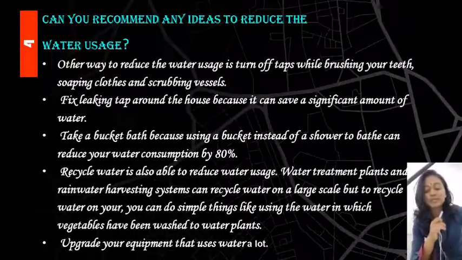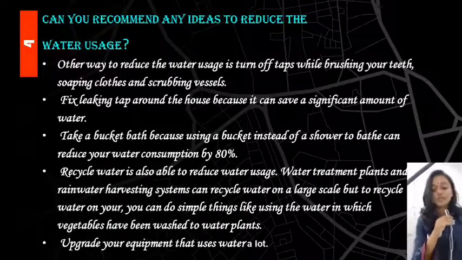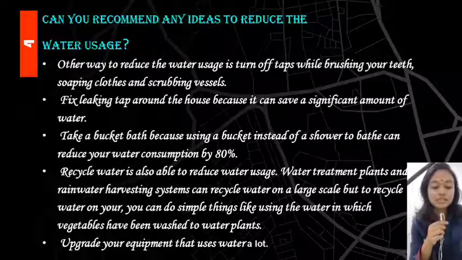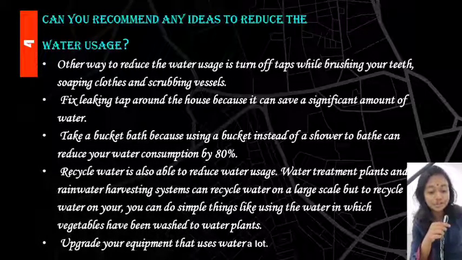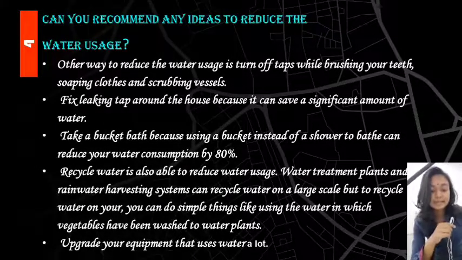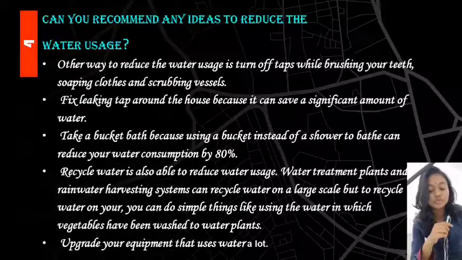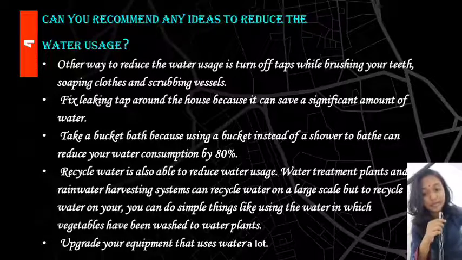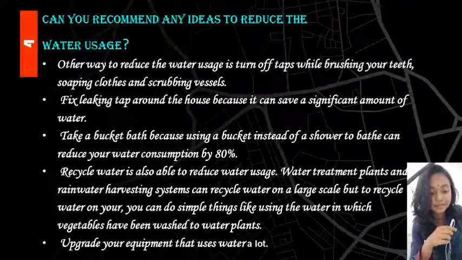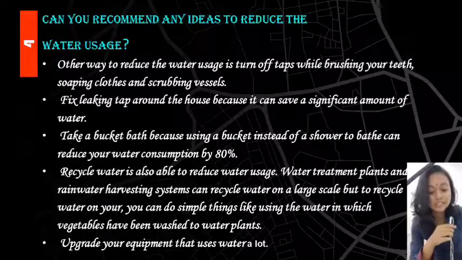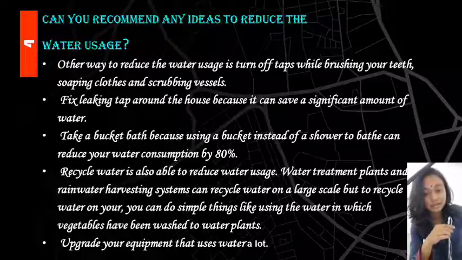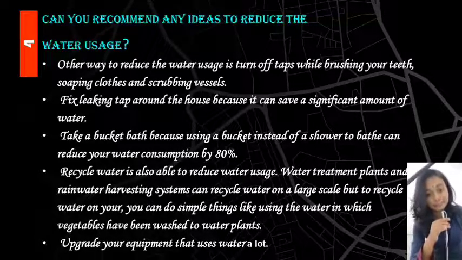Fourth question: can you recommend any ideas to reduce the water usage? Of course we have so many ways to reduce our water. The first one is to turn off the tap while we are brushing our teeth or soaping any clothes. Fix the leaking taps around the house because it can also save a lot of water. We can also use a bucket of water to bathe instead of a shower, because showering wastes water, so we can save a lot of water, about 80 percent.